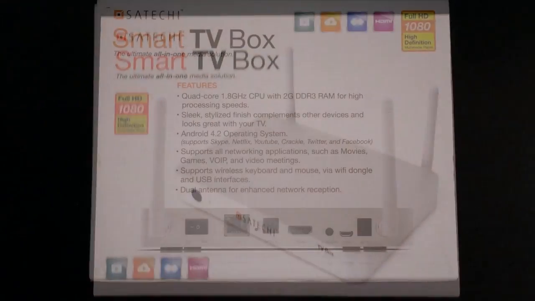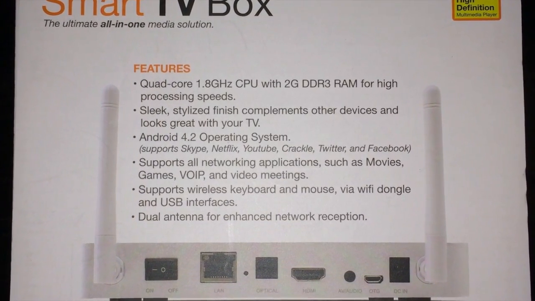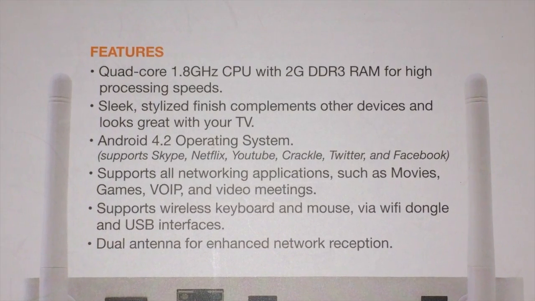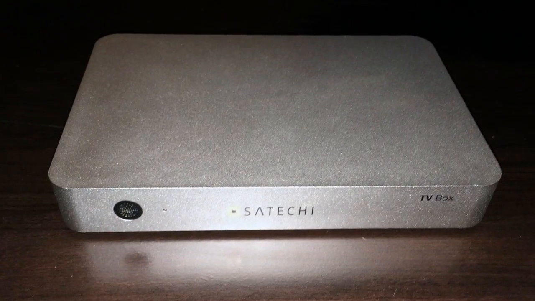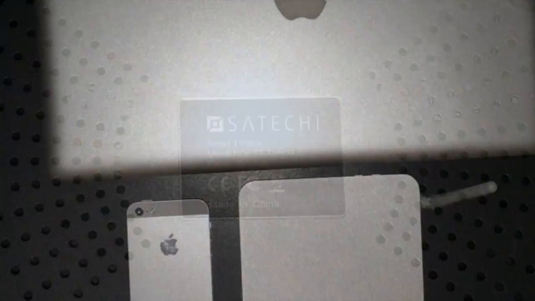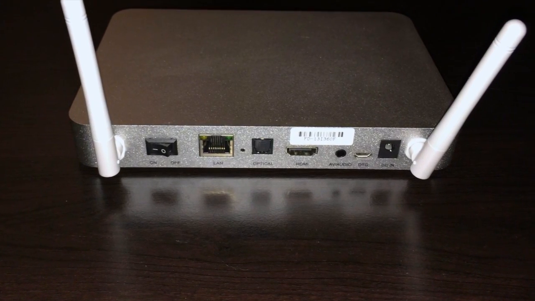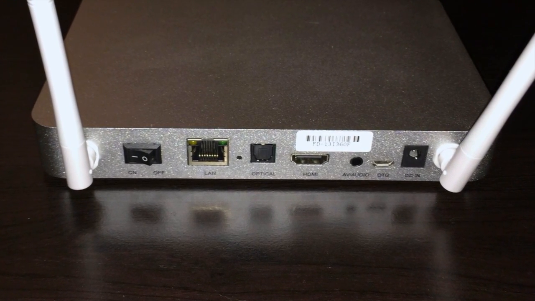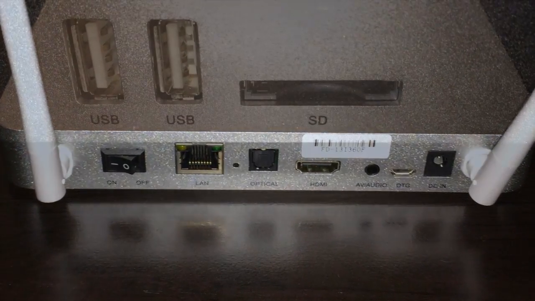The Satechi Smart TV Box has a quad-core 1.8 GHz CPU, 2 GB of DDR3 RAM, 8 GB of internal flash, and dual antennas for excellent Wi-Fi reception. It's also made entirely from aluminum, top and bottom, which means it's very durable, and it looks great next to other popular devices. On the back of the device, it has one Ethernet, one optical audio, one HDMI, and one AV audio output. It also has an OTA output for flashing the device.